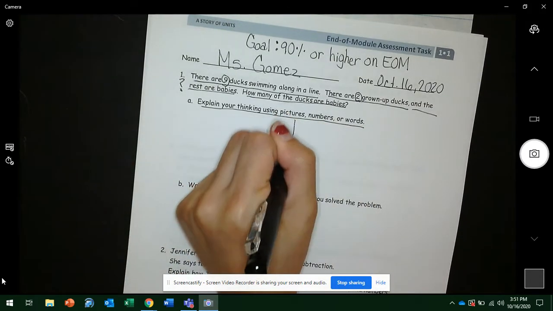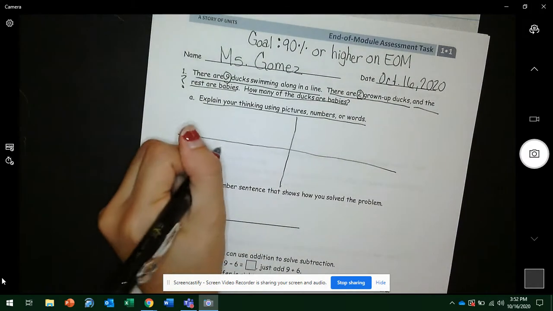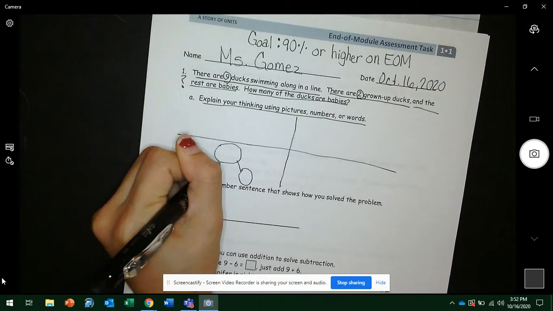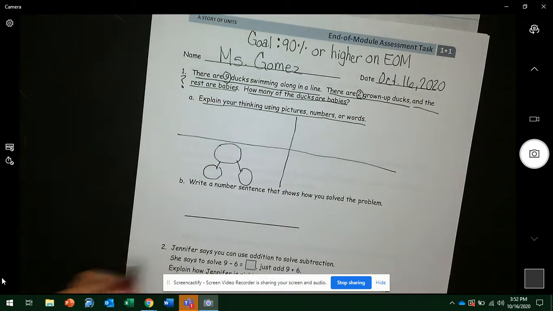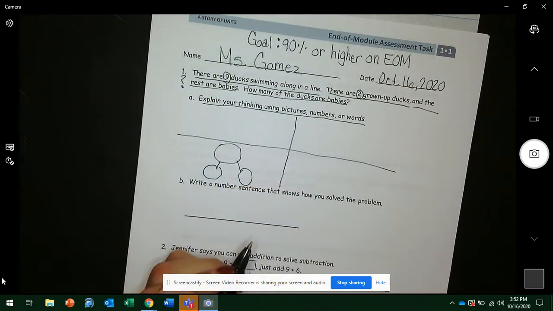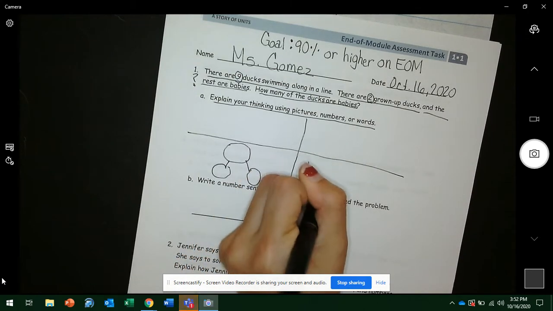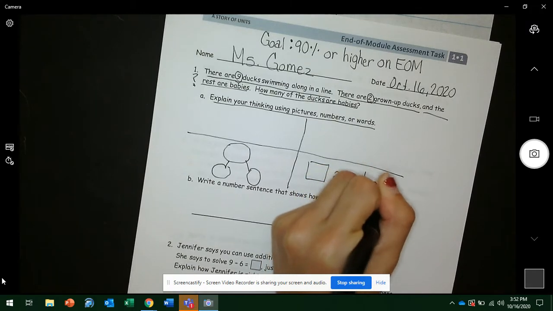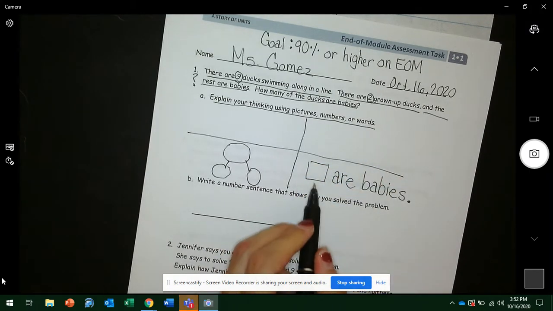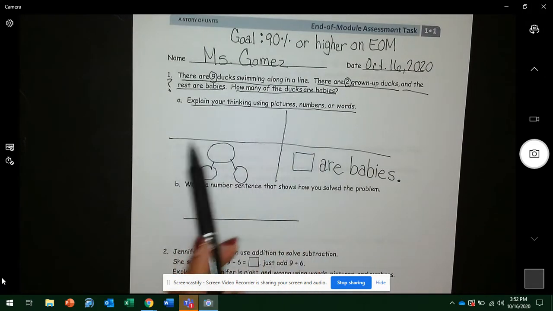Well, what is the best way to show that? Using our math T-chart. So for our math T-chart, you're going to go ahead and do the number bond. You will draw your picture here. You will write your number sentence. And you will complete a statement. So I will provide a sentence frame. And the sentence frame would be blank are babies. You would just fill in your answer, of course. Make sure to also draw your picture and write your number sentence. You're supposed to fill in all of the T-chart in order to get points.